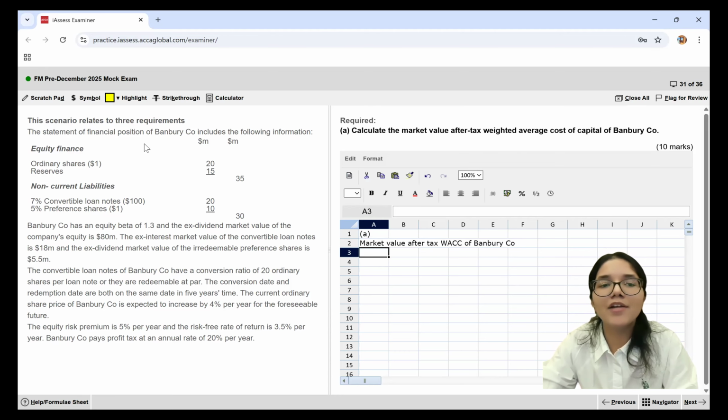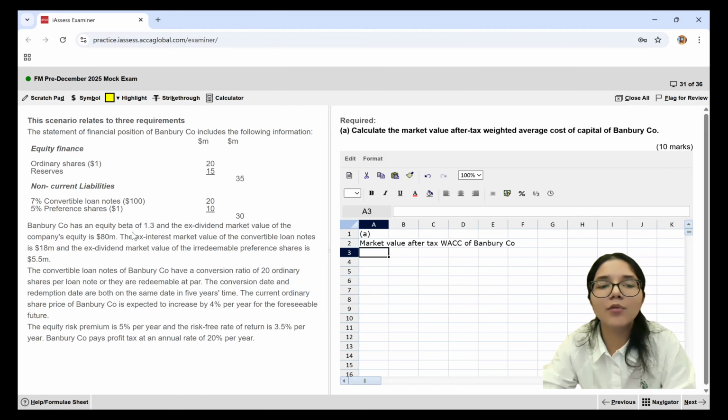The statement of financial position of Banbury Company includes the following information. Equity finance, I have ordinary shares worth $20 million in nominal value. One share is worth $1. Reserves are worth $15 million. Non-current liabilities, I have 7% convertible loan notes and 5% preference shares that I have issued.